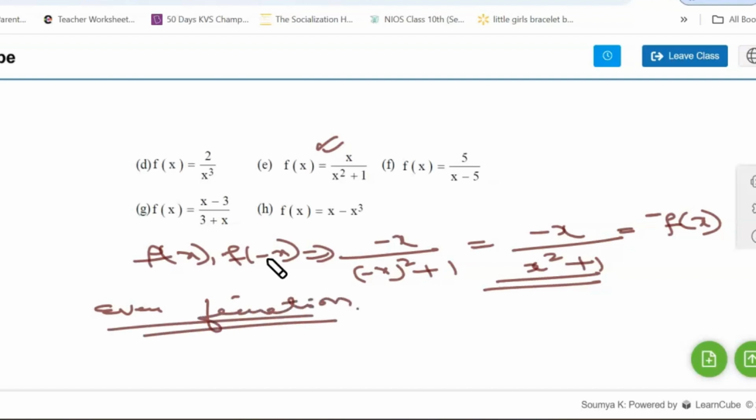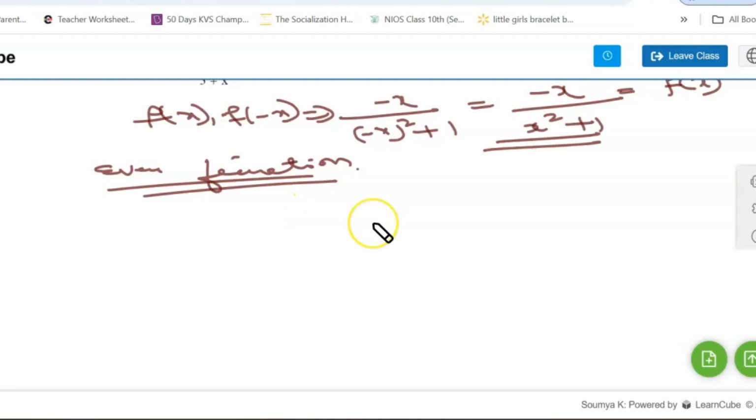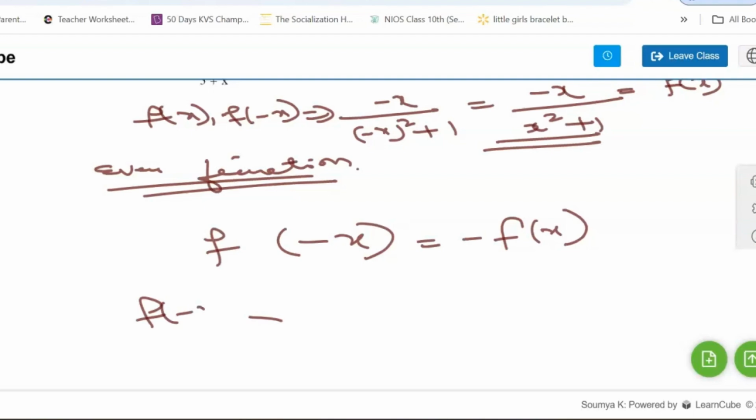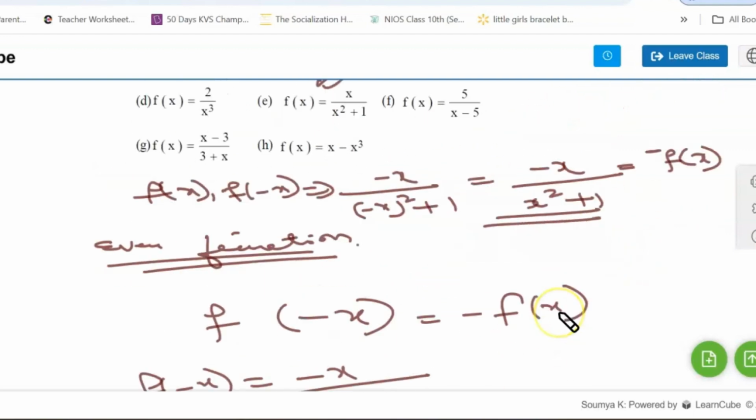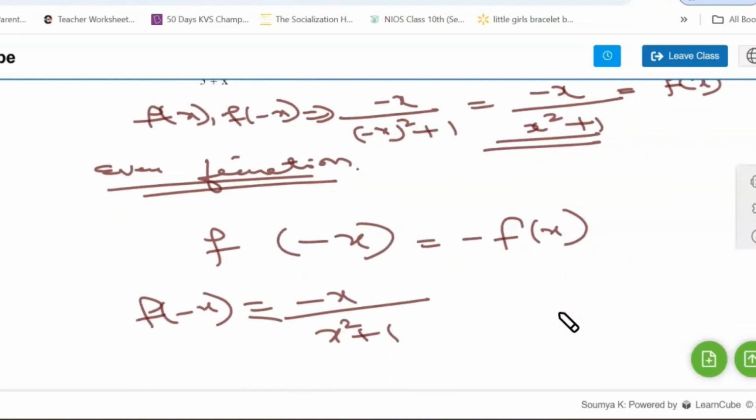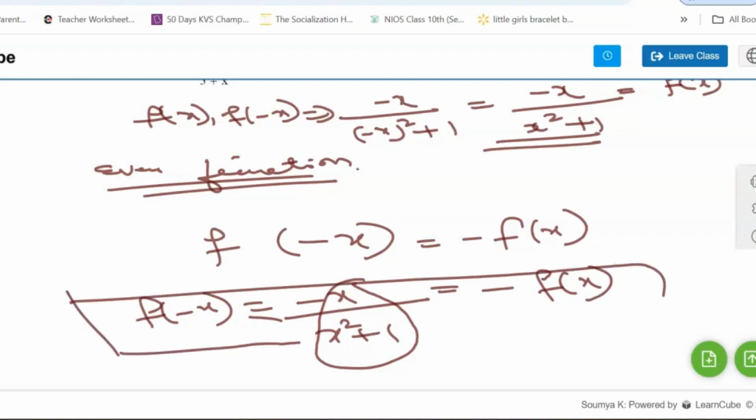Let's see whether it is an odd function. So for an odd function, the property is f of minus x is equal to minus of f of x. Okay, so we have seen f of minus x equal to minus x by x square plus 1. So if you take this minus separately, the whole term can be written as f of x, so that if you write, you solve for the odd function. So odd function is satisfied for this case.